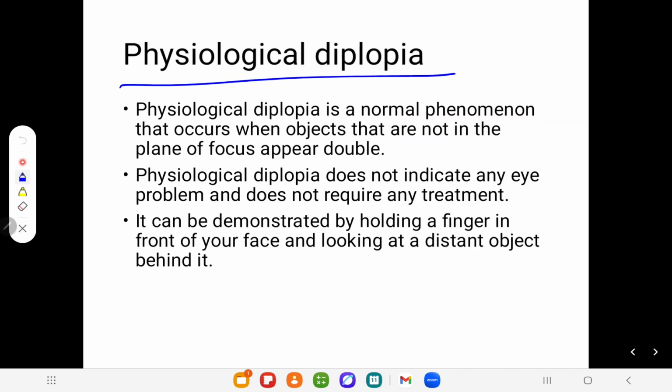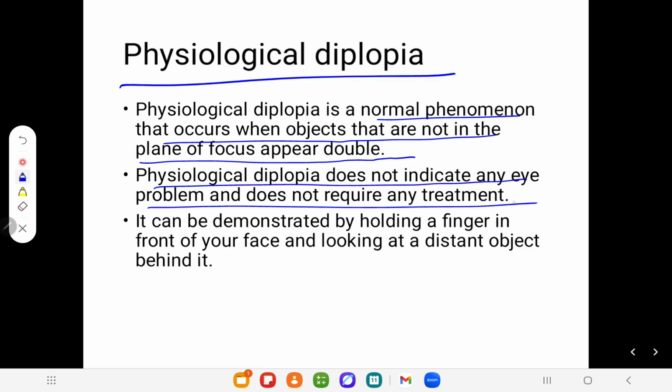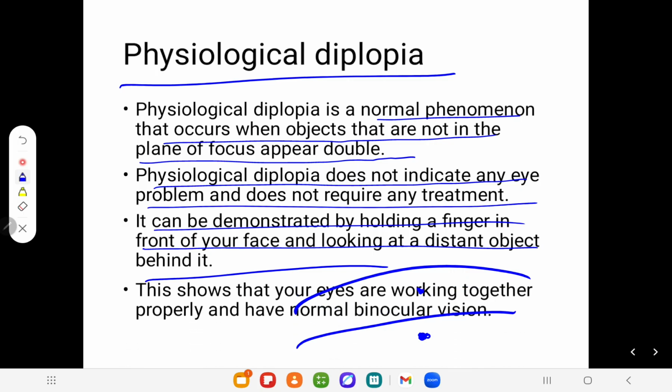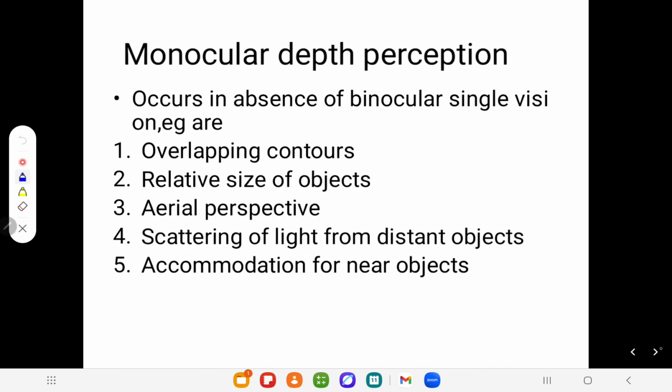Physiological diplopia. So basically, what is physiological and pathological? That diplopia which normally exists in every person. Physiological diplopia is a normal phenomenon that occurs when objects are not in the plane of focus and appear double, and it does not indicate that the eye has a problem. It can be demonstrated by holding up fingers. Physiological diplopia means one object is here and one is outside of Panum's fusional area, so the eyes are working together properly.